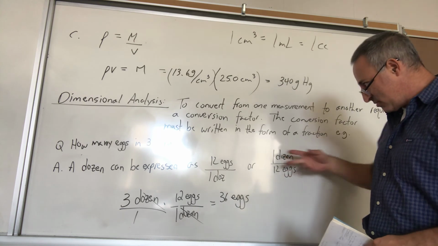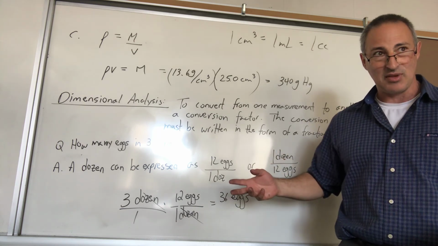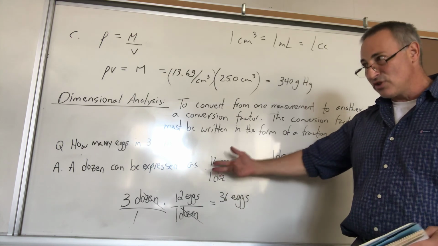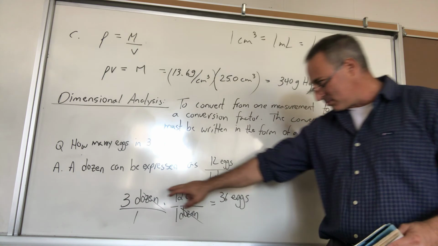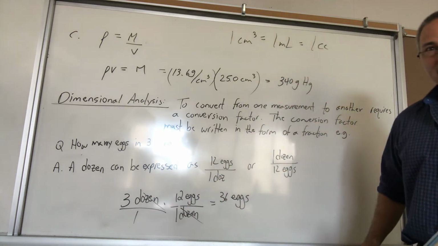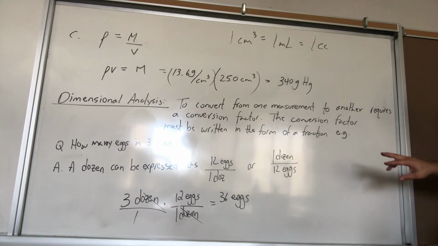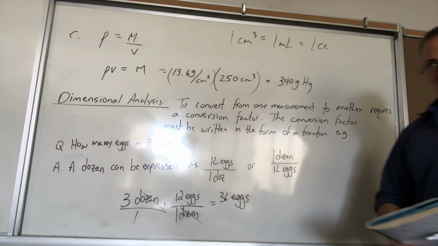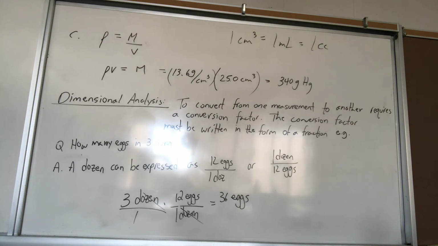It's saying the same thing. 12 eggs to the dozen, or 1 dozen to the 12 eggs. You're saying the same thing. But you're going to use the conversion factor according to need. So I used the one where dozen is on the bottom because I want to cancel dozens. And that's how I get the correct answer. If I use the other one, I'll get a wrong answer. So you got to know which thing you're canceling. And that is the main idea of dimensional analysis.